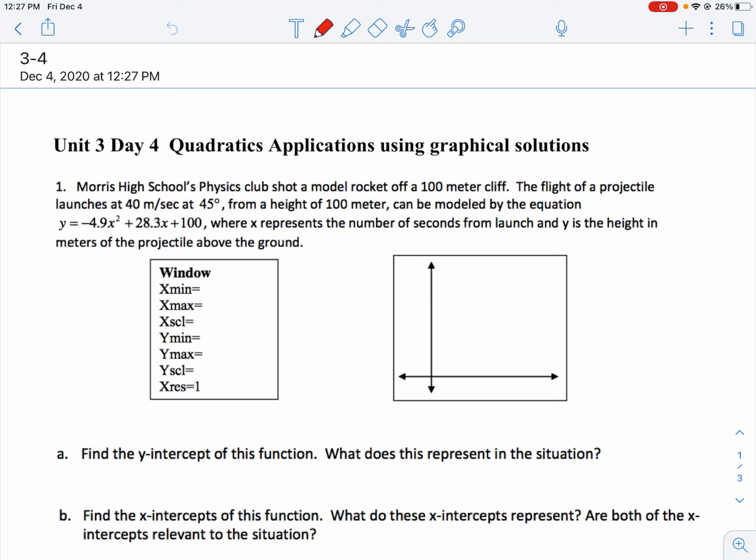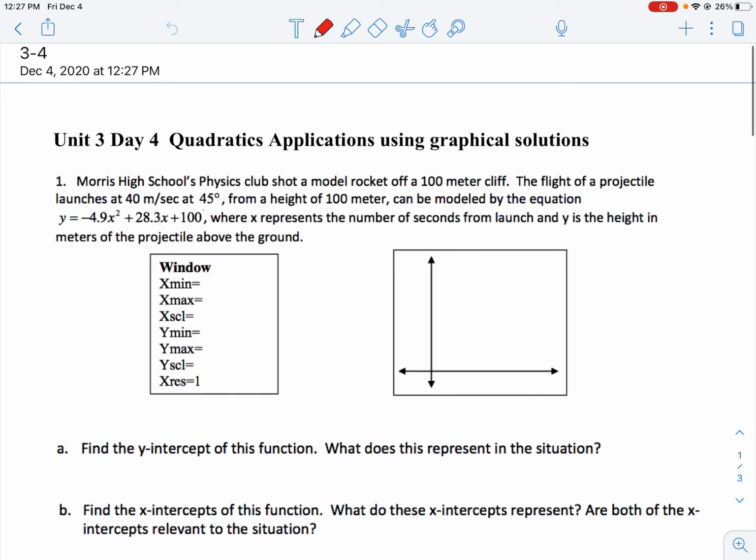So we went through a lot of these problems in class, okay? And so the idea in the beginning is that we want to be able to take this equation, put it into our calculator, and then be able to get a nice image from our calculator. So the first thing you want to do is make sure you put this thing into your calculator correctly. All right, so take your time, negative 4.9x squared plus 28.3 plus 100.